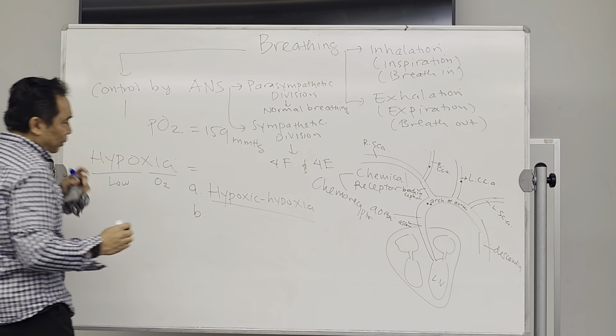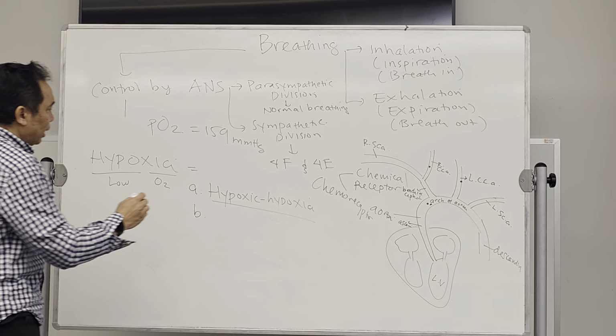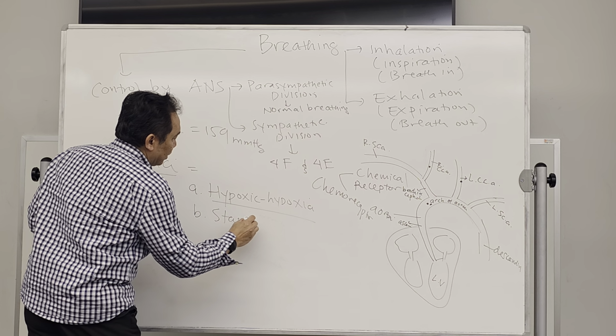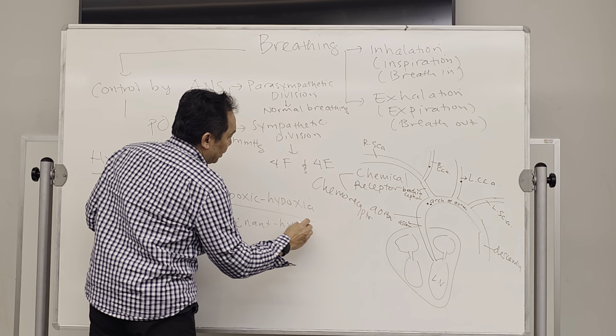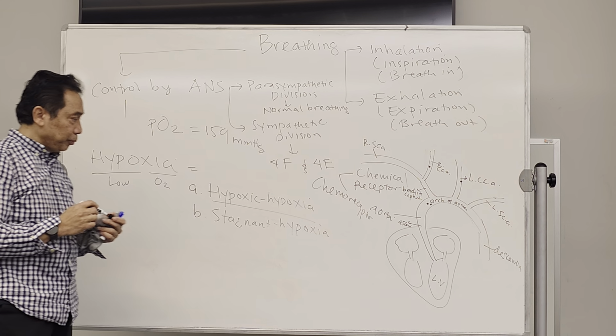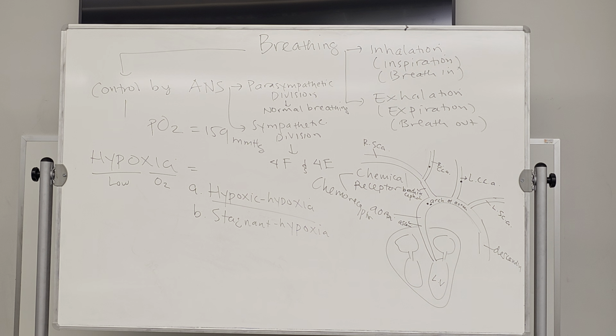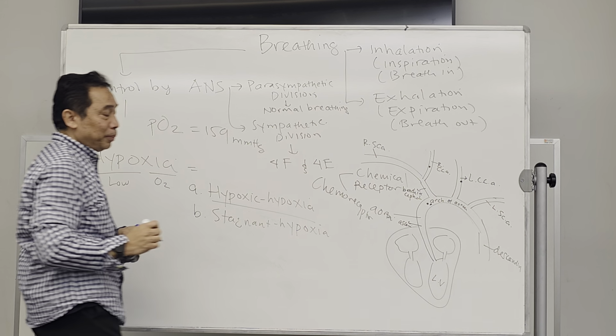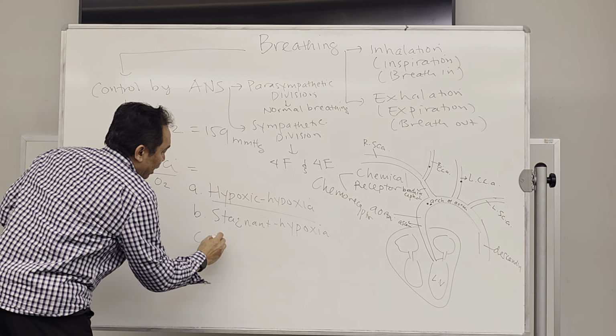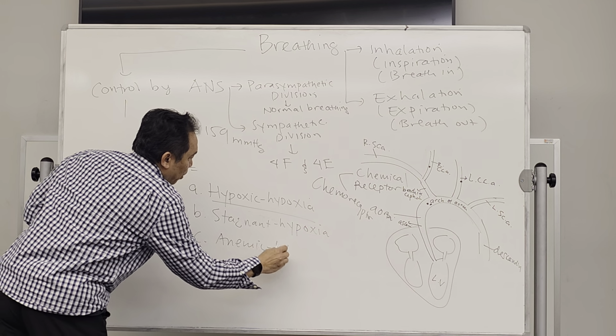The second type is called the stagnant hypoxia. This is when the oxygen is not delivered to the tissue, maybe because of heart failure. So the heart is unable to pump the blood. Therefore, the blood will not carry that oxygen to the tissue. Therefore, it's called the stagnant hypoxia. The next one is called the anemic hypoxia.